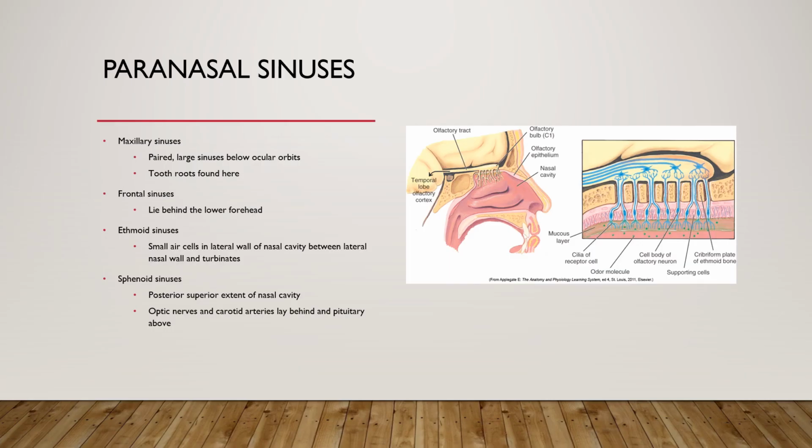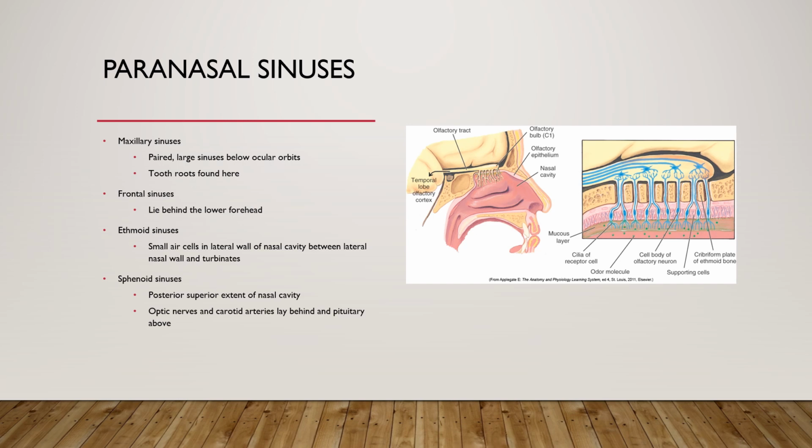All right, moving on to the paranasal sinuses. These are going to include the maxillary sinuses, which are paired large sinuses below the ocular orbits. The tooth roots are also found here. Okay, the frontal sinuses lie behind the lower forehead. Our ethmoid sinuses are small air cells in the lateral wall of the nasal cavity, between the lateral nasal wall and the turbinates. And the sphenoid sinuses are posterior and superior extent of the nasal cavity. So they are up top and kind of back behind.